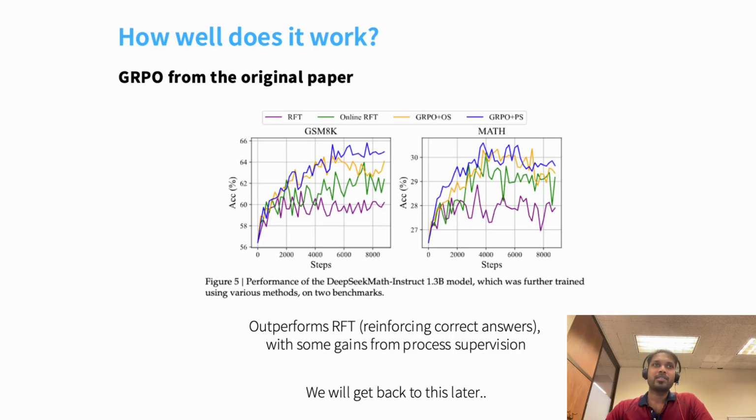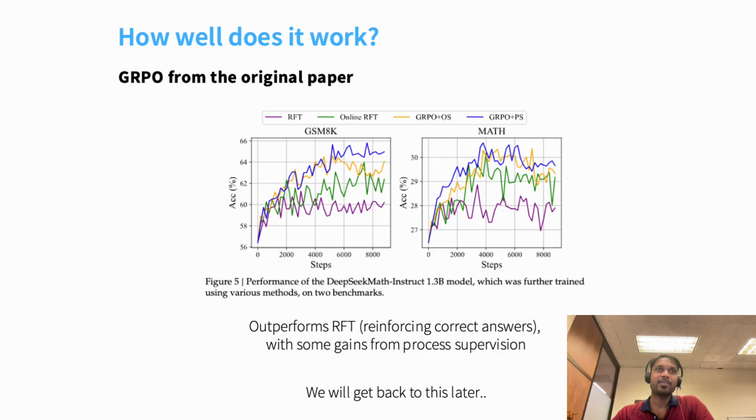So how do the results look? GRPO works pretty well. Here are the results from the DeepSeek math paper on two math benchmarks, GSM8K and MATH. Two different GRPO variants are compared, GRPO outcome level reward and GRPO process level reward. In the process level reward, you assign rewards for each of the individual steps of a rollout, and in the outcome level reward, you only assign the reward at the end.